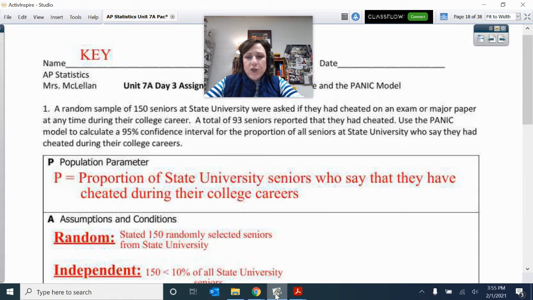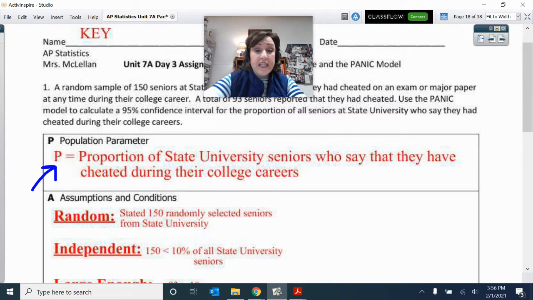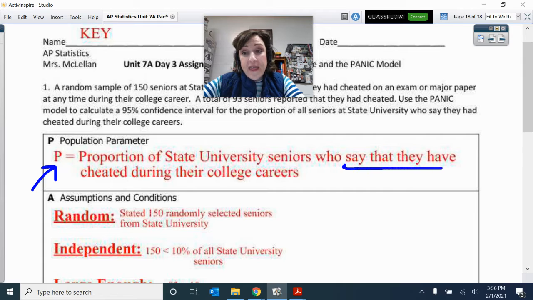All right, let's see how you did on your first assignment, where you did the panic model and you did the full interval. So now, here on this first one, we were talking about P equals. So don't forget to put your P equals in. That's because you're defining the variable, not because it's P for the panic model. So P is the proportion of state university seniors who say that they have cheated during their college careers.